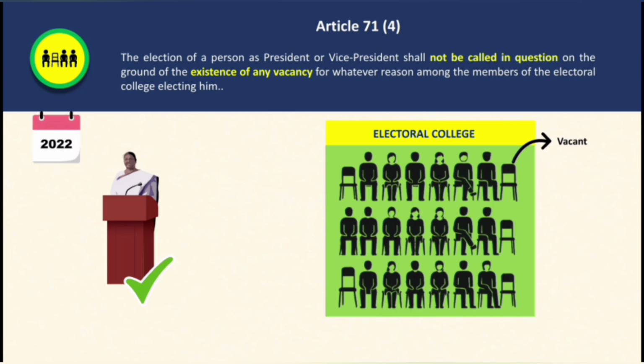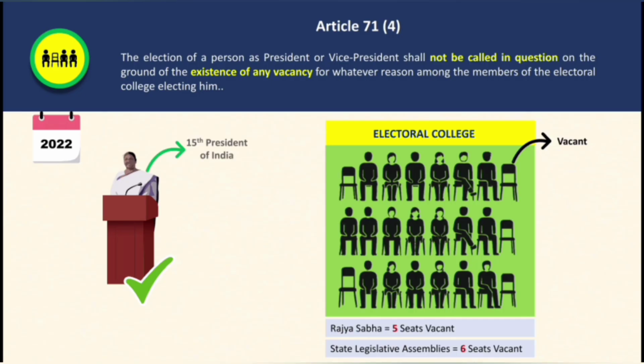In the 2002 presidential election, there were indeed vacancies in the electoral college. In Rajya Sabha, 5 seats were vacant, and in state legislative assemblies, 6 seats were vacant. These vacancies were due to various reasons, including disqualifications and pending elections. Despite these vacancies, the election proceeded as scheduled and Draupadi Murmu was elected as the 15th President of India.